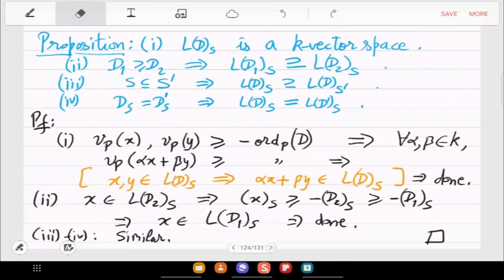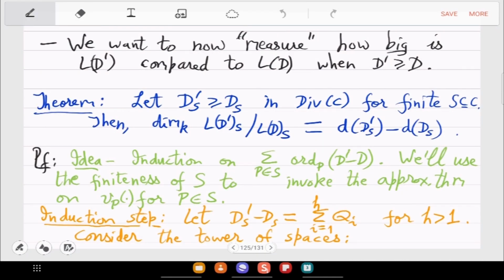This is simply because if you have an x and y whose valuation is not any worse than this D, then for the sum also you can prove the same thing because of the valuation property. So it's a vector space, and more interestingly, we can compare LD prime with LD. When D prime is greater than or equal to D, we can compare the dimension of these two vector spaces, and it happens to be the degree of the difference.